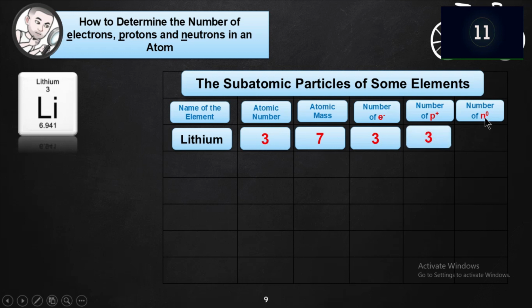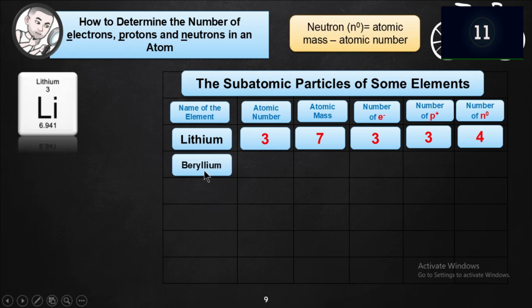Yung number of neutrons niya ay i-minus si atomic mass kay atomic number. Again, number of neutrons ay i-minus si atomic mass kay atomic number. So, 7 minus 3, ang sagot ay 4. So, ang number of neutrons ni lithium ay 4.